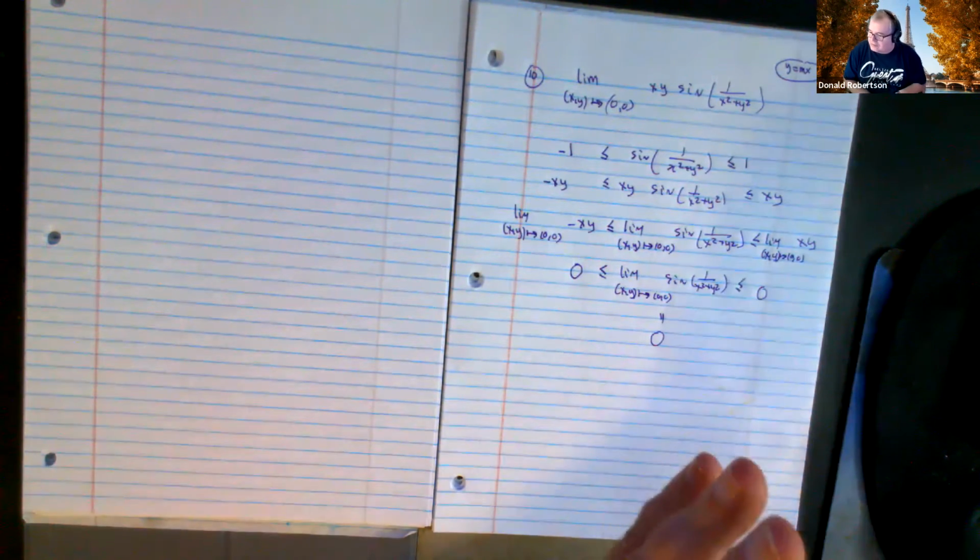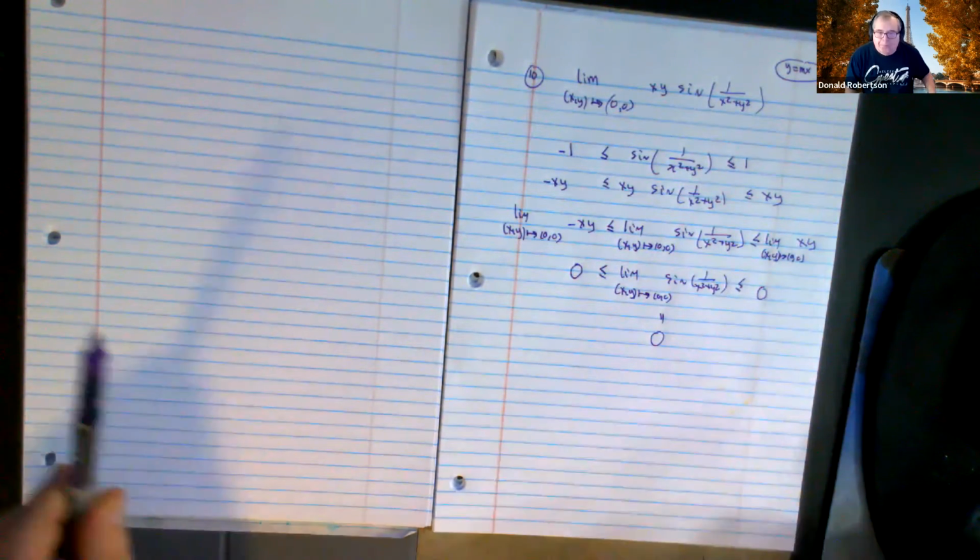Are we cool with the logic of that? How we could come up with a limit by just sandwiching it and then finding the limits of the outside pieces of bread. And if each piece is 0, then the guy in the middle's stuck. It has to be 0. It's the only way that's going to happen.